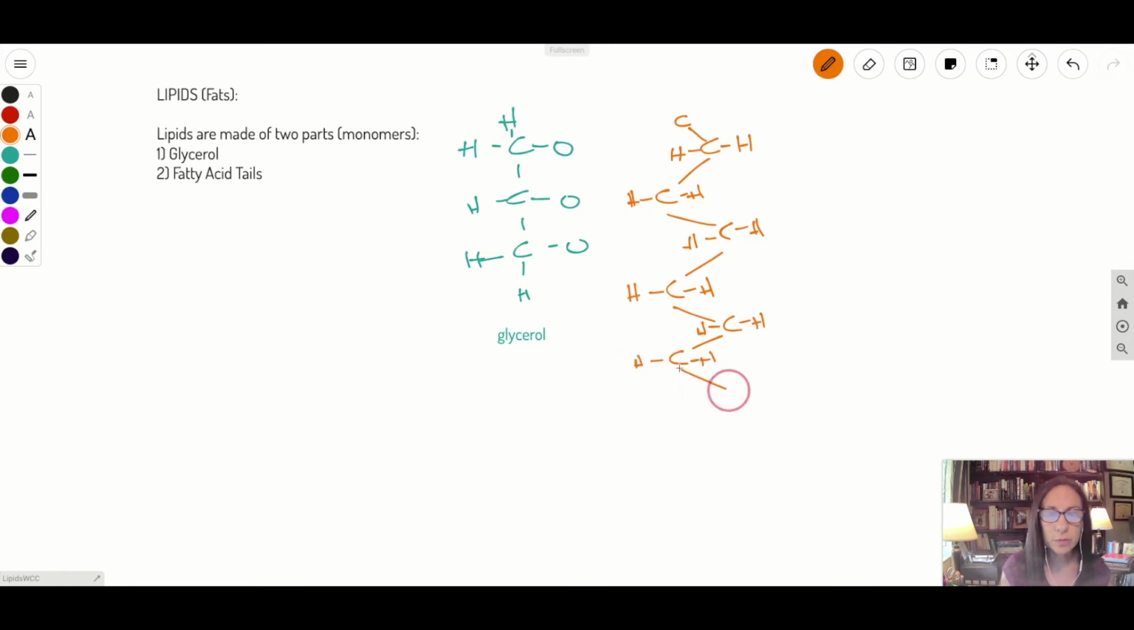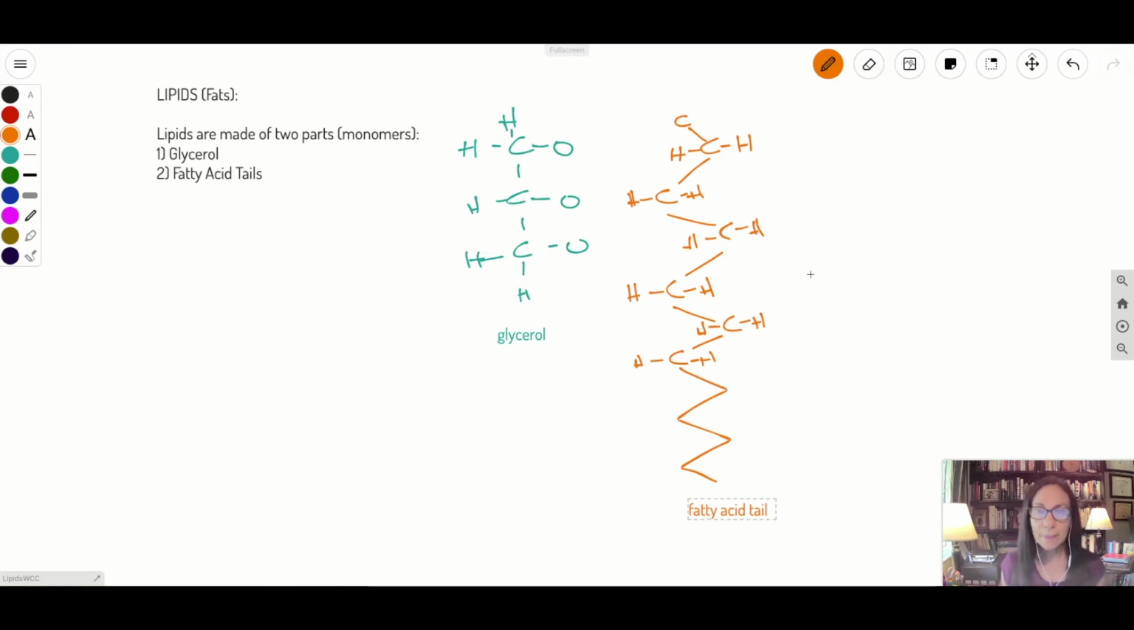Sometimes we just draw it like a zigzag line like this. What the zigzag line means is that each bend in the line stands for a carbon, and each carbon has to have four things bound to it. Let's look at this carbon here. It's bound to this carbon, two hydrogens, and this carbon. So we're going to call this a fatty acid tail. And those are the two parts of a lipid.